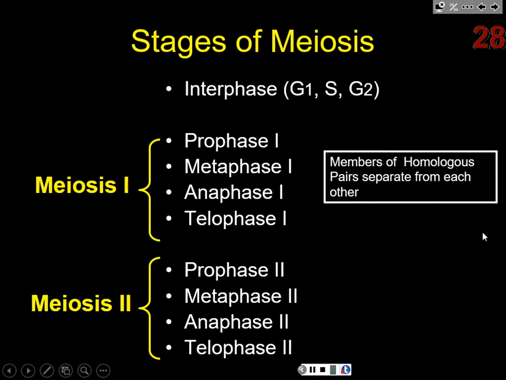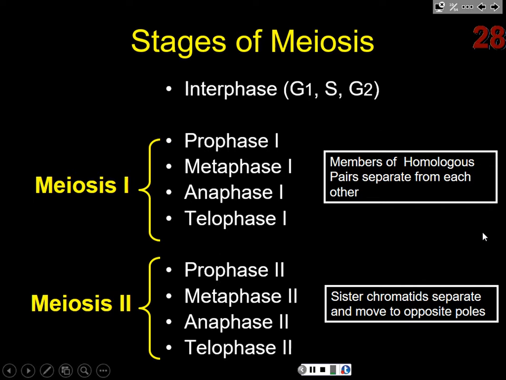Okay, so you just told me in one of my cells, if we're talking about human, I got 23 chromosomes, one from each pair. And in the other cell I got 23 chromosomes, one from each pair, right? Those two cells are now going to undergo meiosis 2. Okay? So what happens in meiosis 2? Now I've got 23 chromosomes. The purpose of meiosis 2 is to separate the sister chromatids.